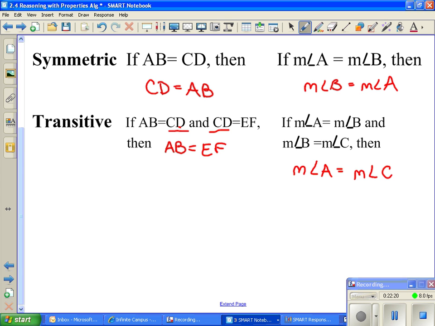Good? When you're talking about angle measurement, you've got to use that little m and the angle. That's how you have to deal with proofs. You've got to name them and label them correctly. I'm going to erase these lines here because I was talking about CD, and I don't want you to think that they were the line segments AB and EF. You ready?